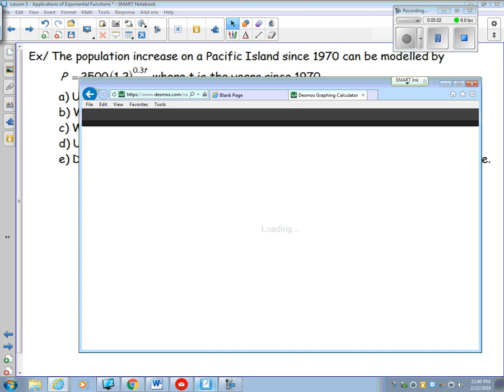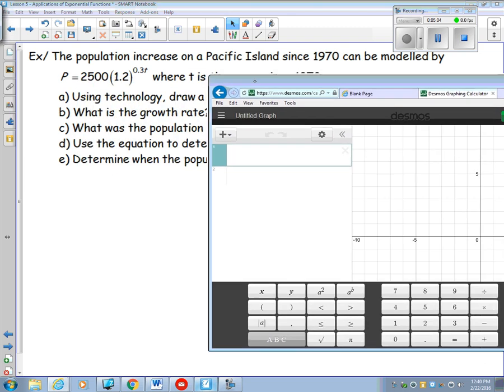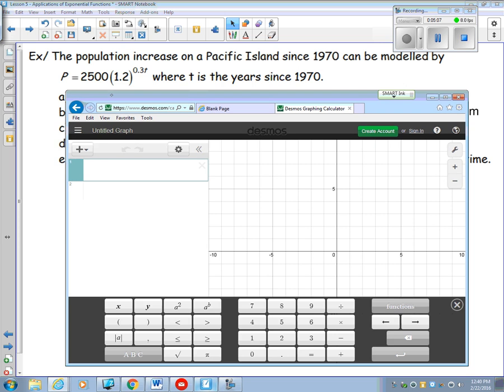Okay, where is my equation here? So P, well, we know we can't use P, we're going to use Y. So Y equals 2,500, and then brackets, 1.2, bracket, to the power of. Now, for decimals to work properly, whenever you have exponents that have more than one piece, you have to put the exponent in brackets. So I'm going to put a bracket in and say 0.3 with an x attached to it. And then close my bracket. That way it knows it wants that whole thing to be our exponent.